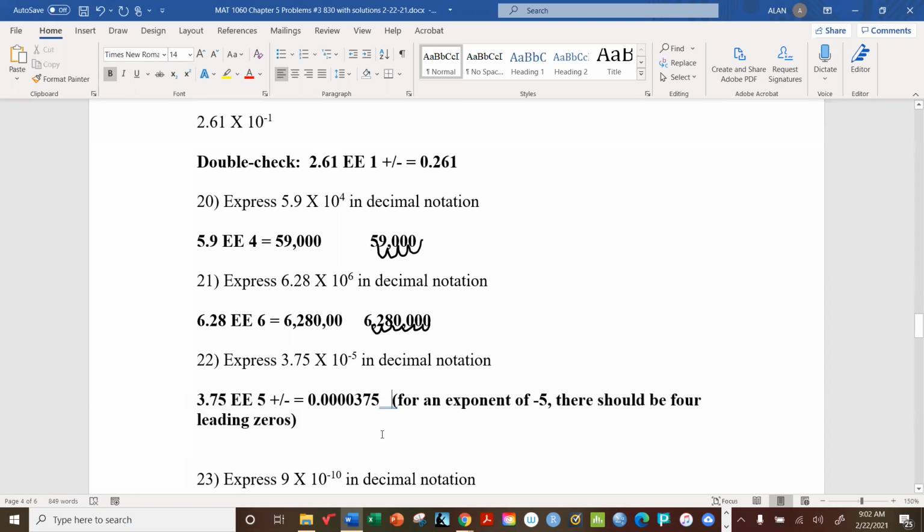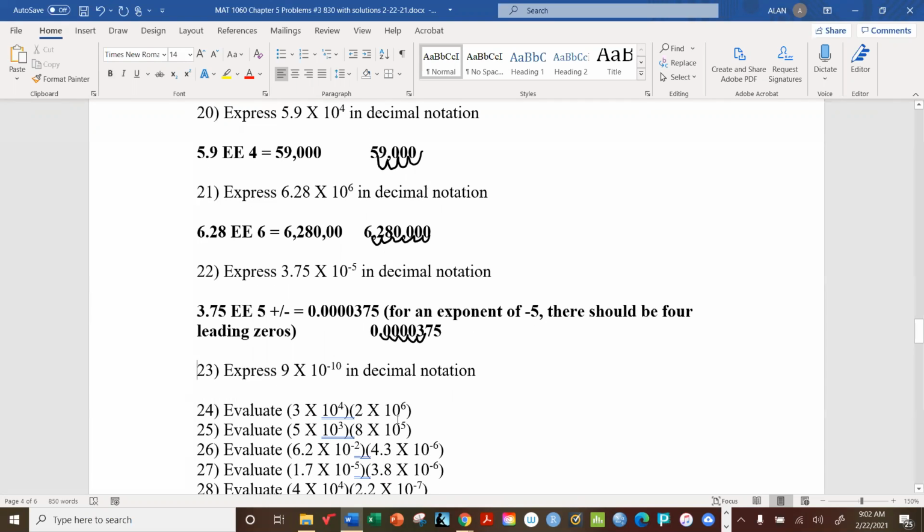Or you can do the shifting. In other words, you can just count how many places you have to go to get to 375. 1, 2, 3, 4, 5. And that's what we wanted.